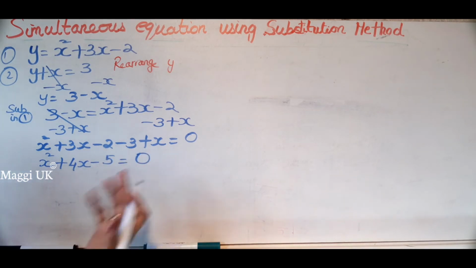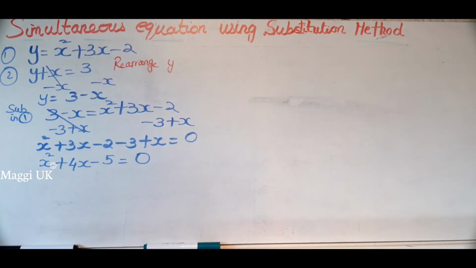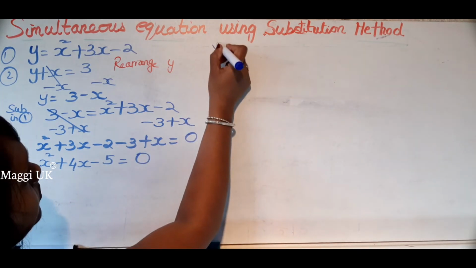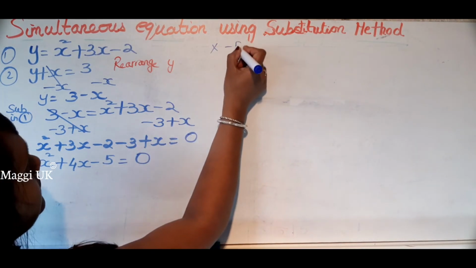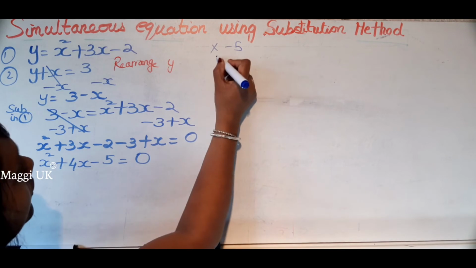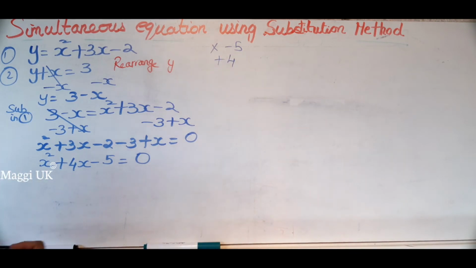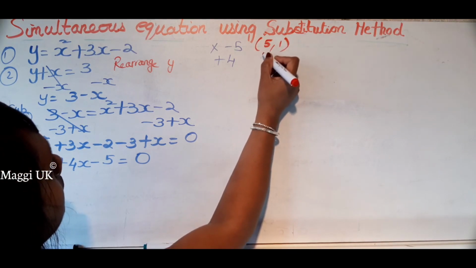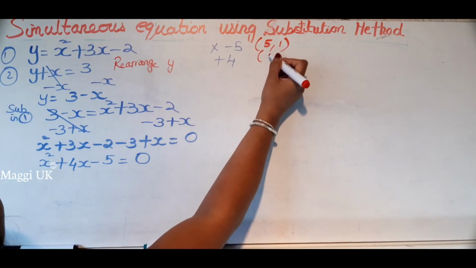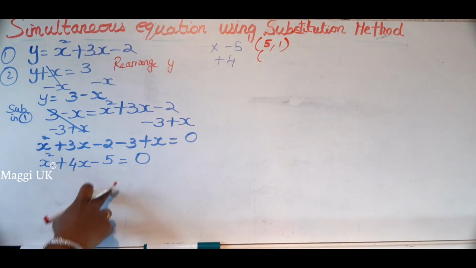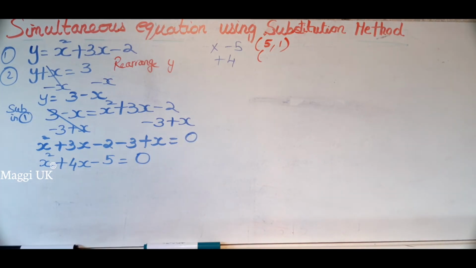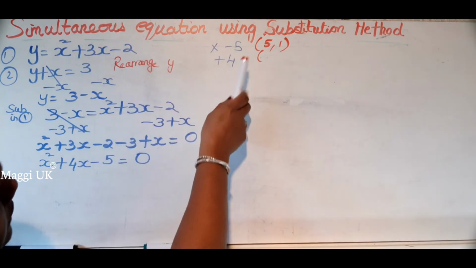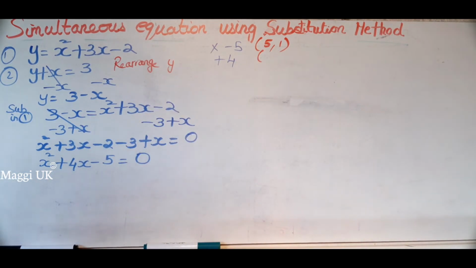Now you see, as you do factorization, you need to get a multiple of minus 5 and adding to positive 4. Can you tell me what the multiples are? 5 and 1, and 2 and 2? You can't. How can you get 2 and 2? 2 and 2 can't make 5. Oh yeah, so you can't do 2 and 2, sorry, because it's only 5 and 1.